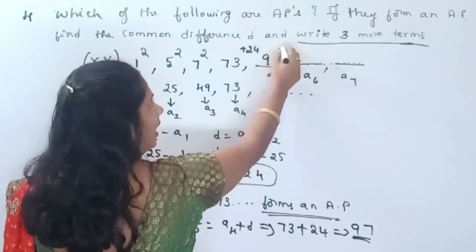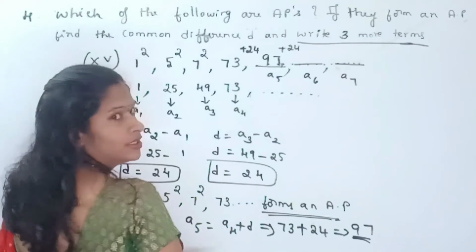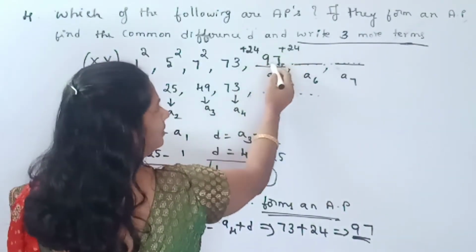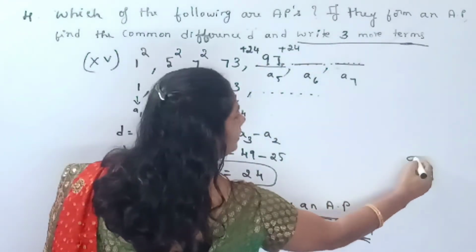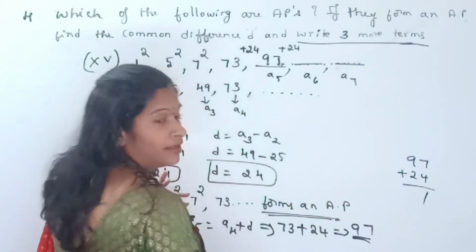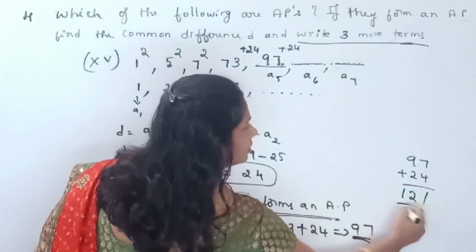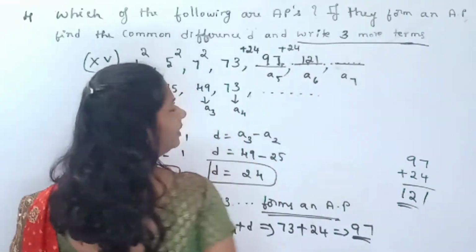Next, the 6th term. How will you find it? Add the common difference to the 5th term, you will get the 6th term. So how much is it, children? Add 97 plus 24. 7 plus 4, 11. 9 plus 2, 11. 11 plus 1, 12. So it is 121. Write it down.